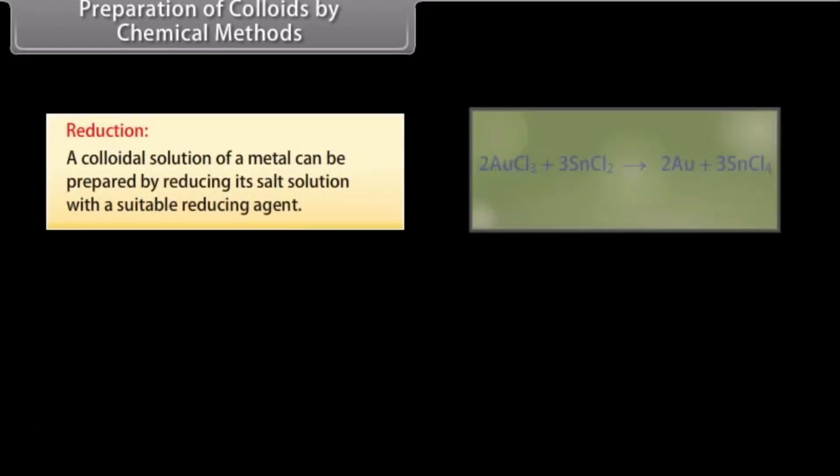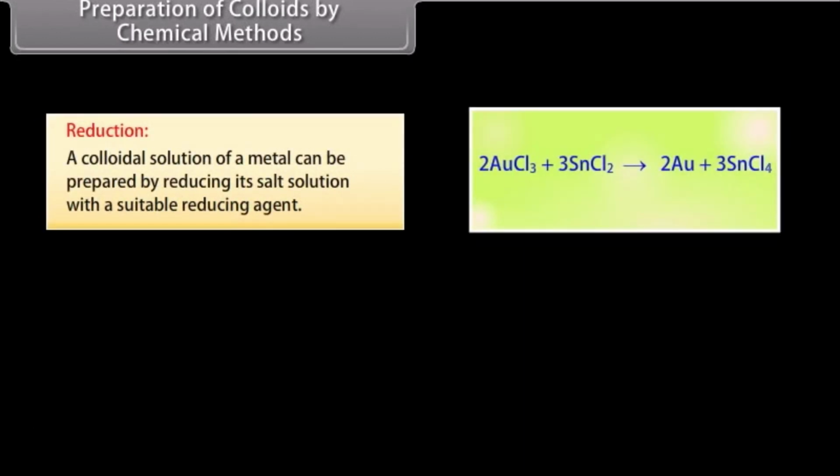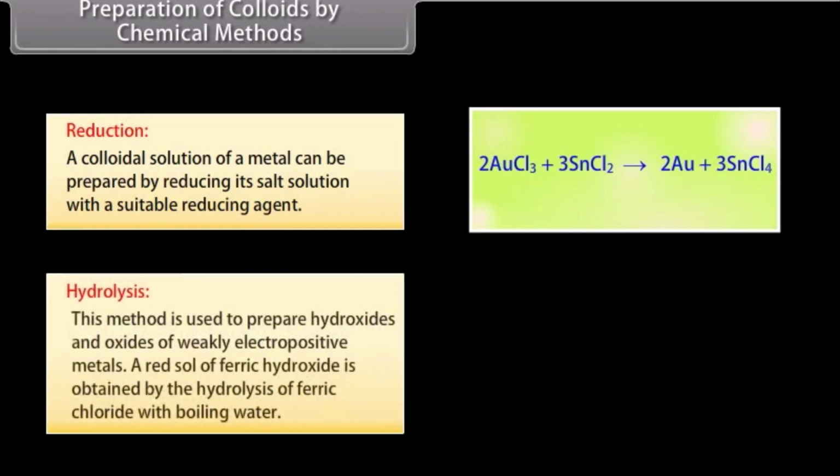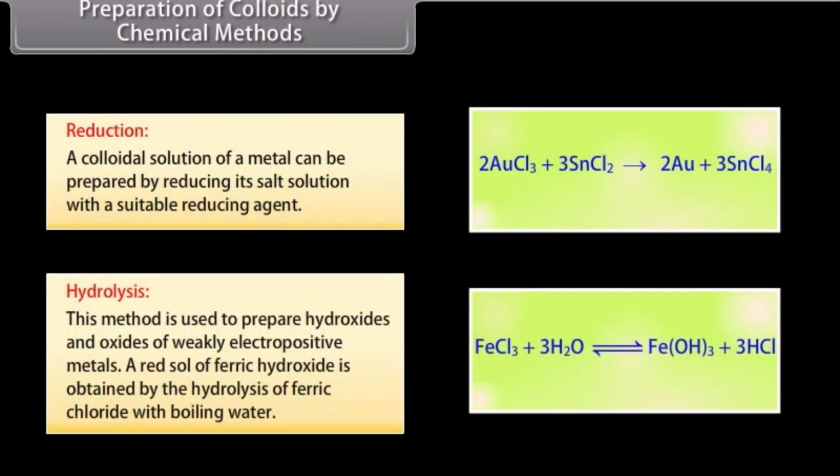Reduction: a colloidal solution of a metal can be prepared by reducing its salt solution with a suitable reducing agent. Hydrolysis: this method is used to prepare hydroxides and oxides of weakly electropositive metals. A red sol of ferric hydroxide is obtained by the hydrolysis of ferric chloride with boiling water.